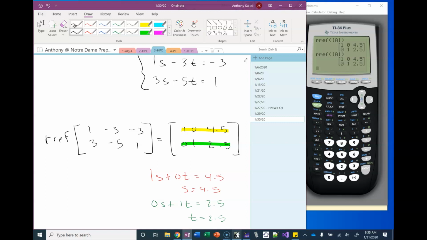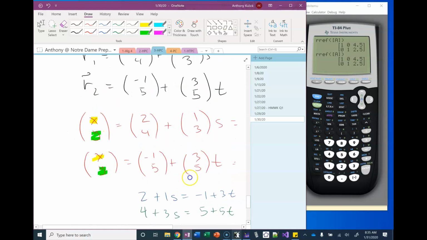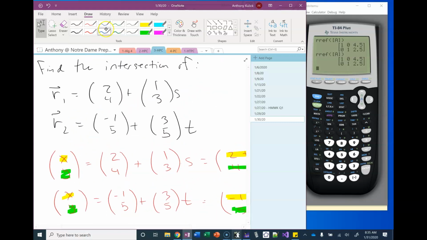But this is not my point. My point that I'm looking for is an xy, not an st. How am I going to get an xy out of this? Plug what into what? Great. But in fact, rather than plugging them both in, I don't need to plug both of them in, because what I found is the value for s and t that gives us the same point. So I really just need to plug in either s or t into the correct equation.